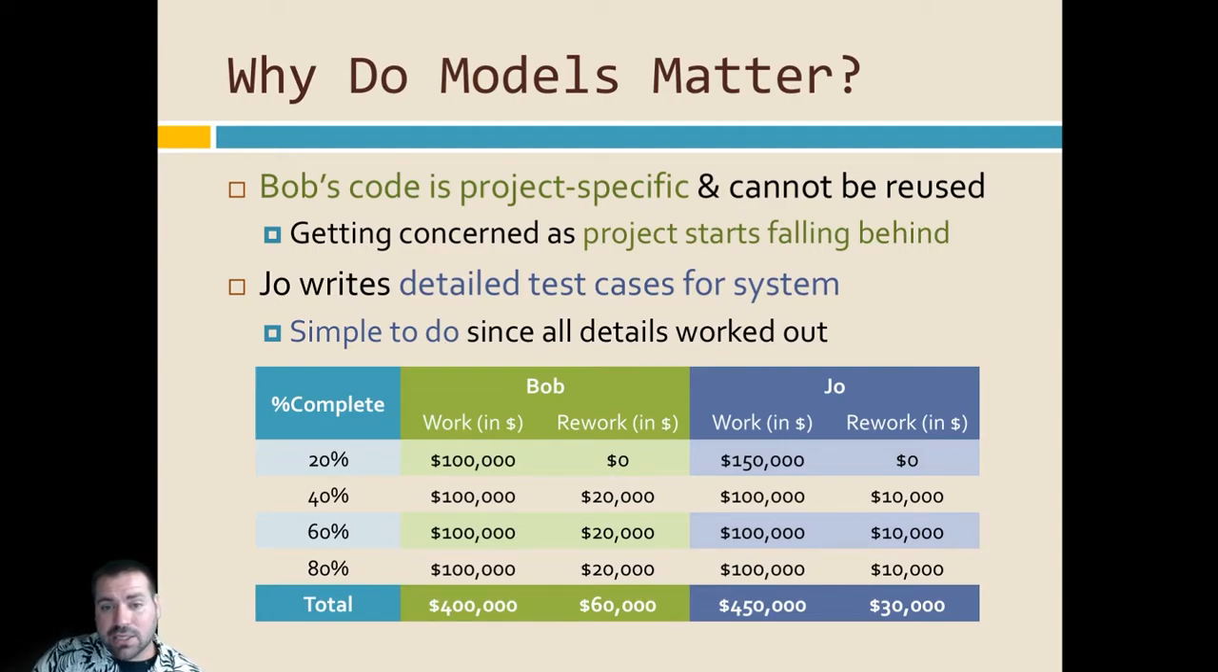So for this project, she's reusing code from past projects. For her next project, she'll reuse code from this project, because she has everything nice and modular and set up in a way that she can do that. Bob doesn't.